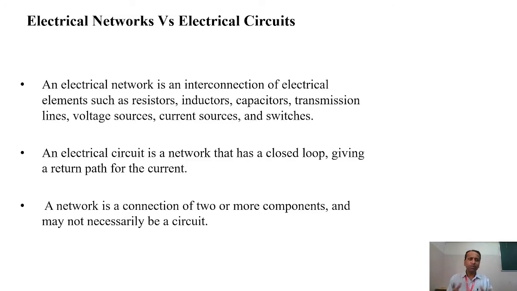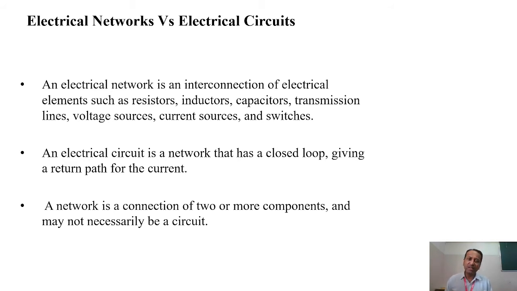So what is the difference? What are electrical networks and electrical circuits? An electrical network is an interconnection of electrical elements such as resistors, inductors and capacitors, transmission lines, voltage sources, current sources and switches. Students, remember, we are not dealing with devices in this unit: transistors, operational amplifiers, diodes, thyristors. We are not dealing with the devices. We are dealing with just 3 elements, RLC, and their behavior along with DC as well as AC analysis.